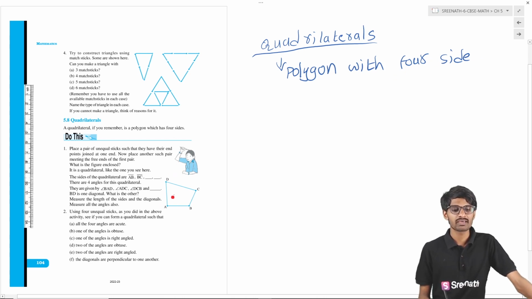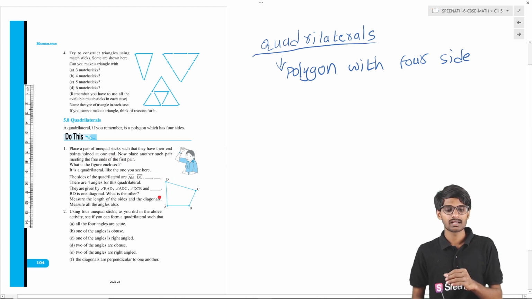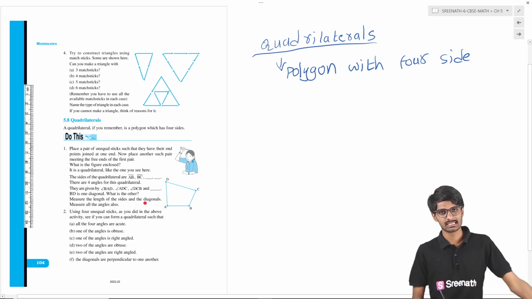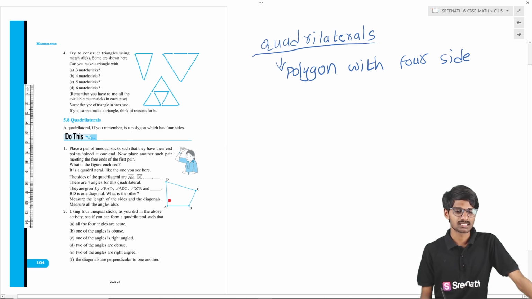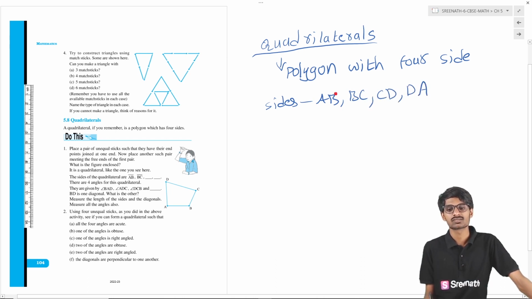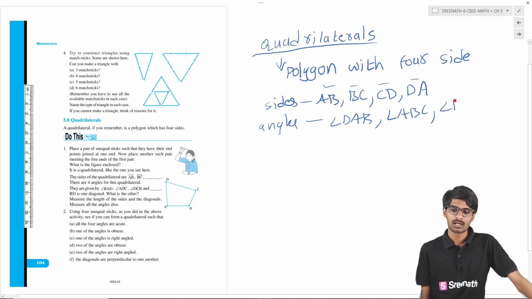Suppose we take four unequal sticks and match them to form a quadrilateral like this. Okay, students, match them like this. So what happened? You will get this quadrilateral. It has sides. What are the sides? Let us write the sides: AB is a side, BC is a side, CD is a side, DA is a side. What are the angles? It basically has four angles: angle DAB, angle ABC, angle BCD and angle CDA. So all these are the four angles and the four sides.